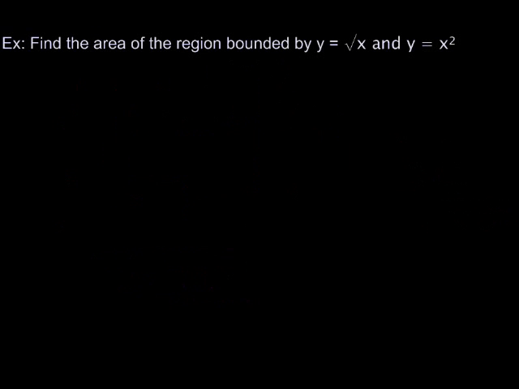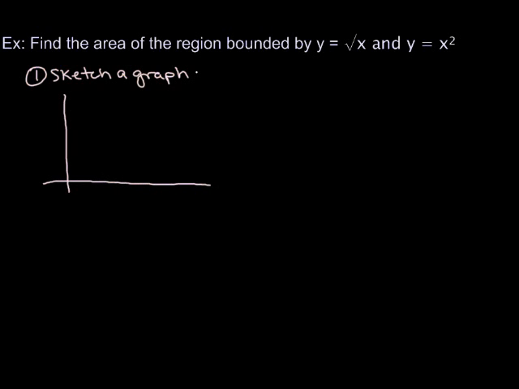Let's go ahead and look at an example. We're going to find the area of the region bounded by y equals square root of x and y equals x squared. The first thing that you're going to want to do is sketch a picture so you know what our particular region looks like. So we're going to sketch a graph. And they did not give us any sort of interval to work on, so we're assuming that these graphs are going to intersect somewhere to give us our boundary points.